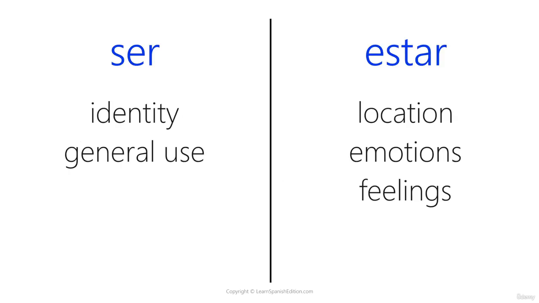it looks like this. For ser, we'll use this when talking about identity and for general use. Then on the other side, we have estar. Again, this is also the verb to be, but we'll use this whenever talking about location, emotions, or feelings. Right, typically these are things that are more temporary, whereas things relating to our identity are more permanent characteristics, such as our name, where we are from, our height, and so on.